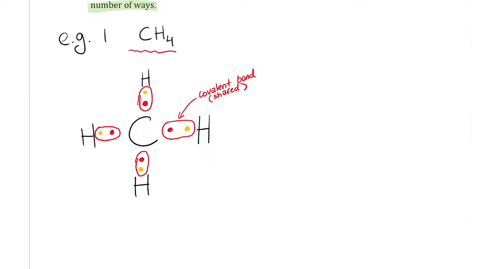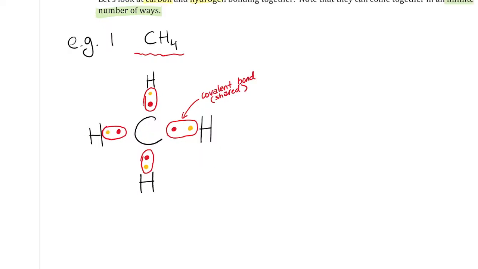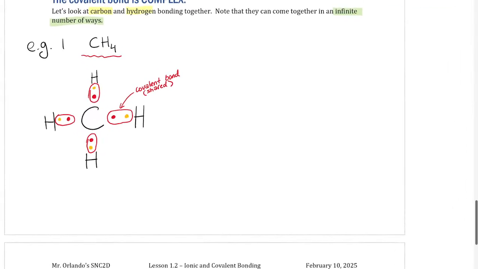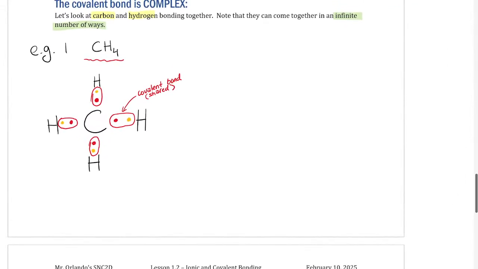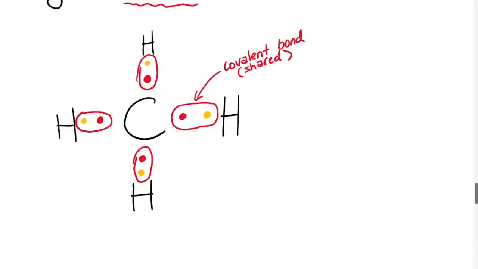This is a compound called methane. You don't need to know that, but it's in natural gas. So that's one way that we can put carbon and hydrogen together in a covalent compound like this, right? And as long as carbon has 8 electrons when it's done, it's happy.